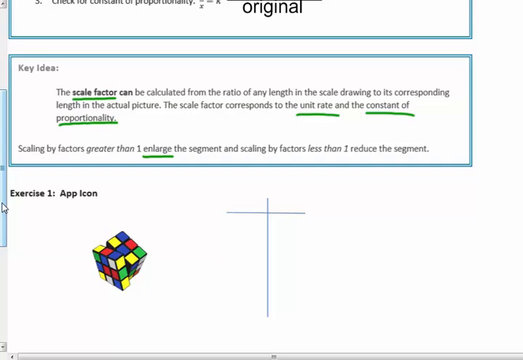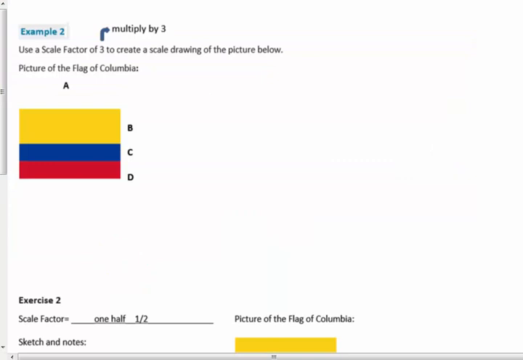Scaling by factors that are less than 1 makes a reduction. So exercise 1, we are not going to do this in the video. We're going to do exercise 1 in class, so we're going to leave that blank. So I'm going to go on to example 2.